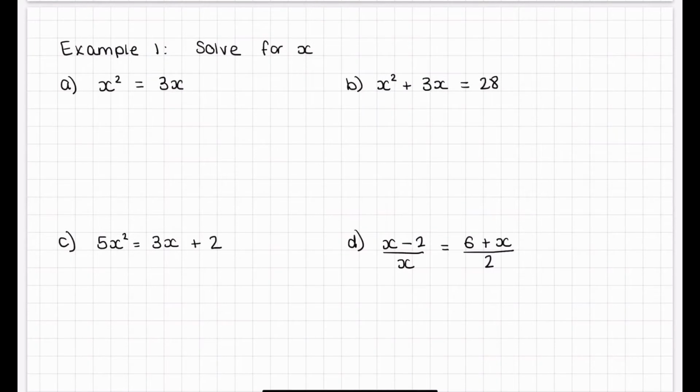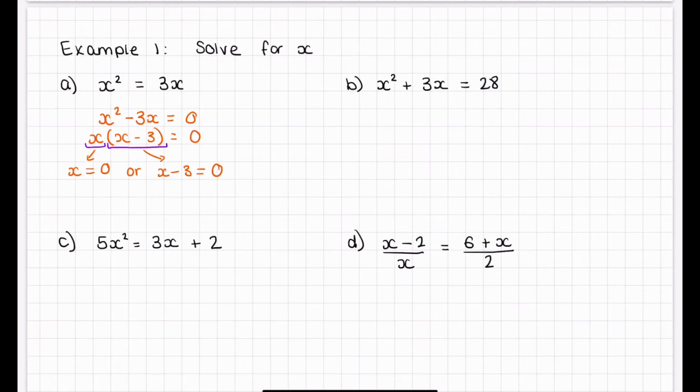First one, x squared equals 3x. Step 1, make it equal 0. So we'll have x squared minus 3x equals 0. Because there's no constant, we can factorise nice and easy by just factoring out 1x. Now we have one thing multiplied by something else, which means we can do the null factor law. The first part, x equals 0, or we will have that x minus 3 equals 0.